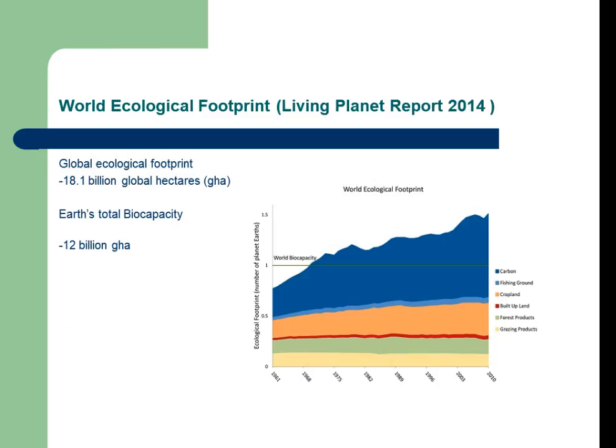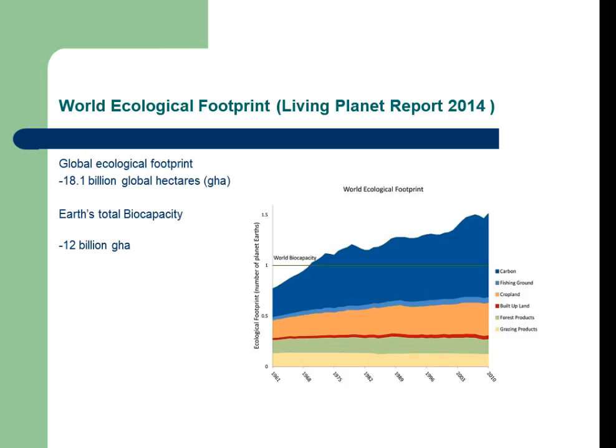World Ecological Footprint, Living Planet Report 2014. The World Ecological Footprint shows that 1.5 Earths would be required to meet the demand humanity makes on nature each year. Between 1970 and 2010, the population sizes of vertebrate species have dropped by half.